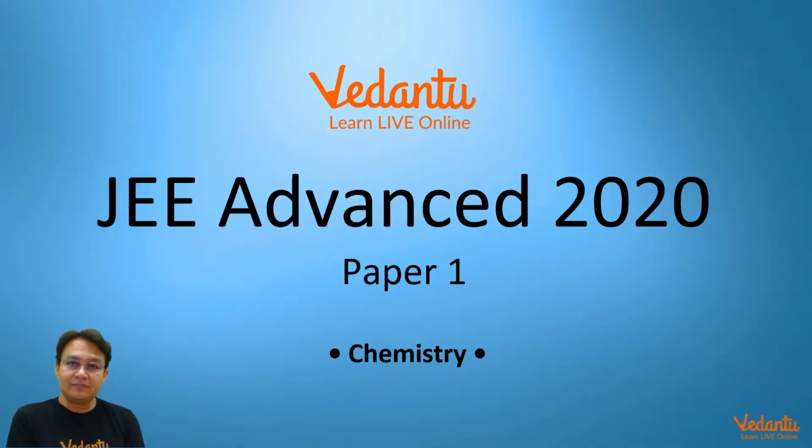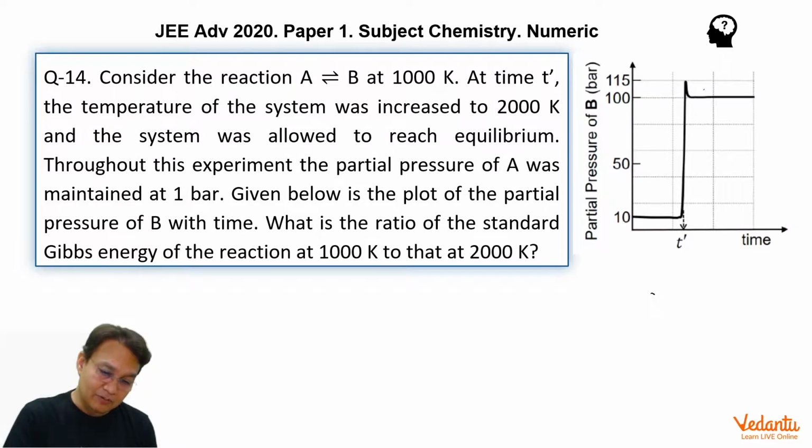I'm going to discuss problems of JEE Advanced 2020 Chemistry, Paper 1. Let's discuss the problem, question number 14 in Paper 1. The question is related to thermodynamics as well as equilibrium. Let us see what this question is.